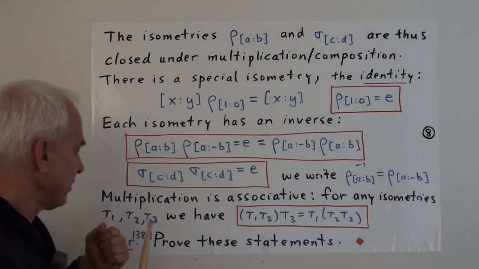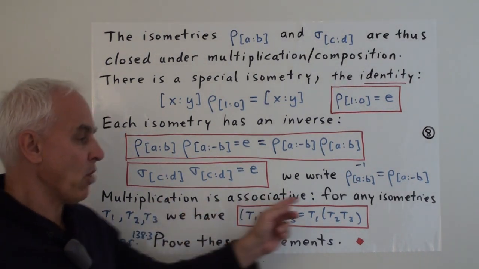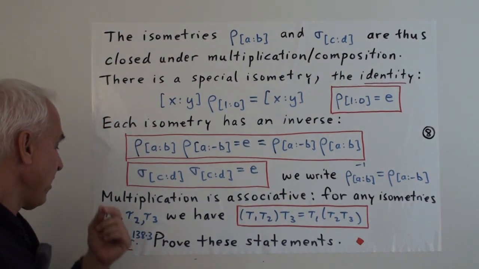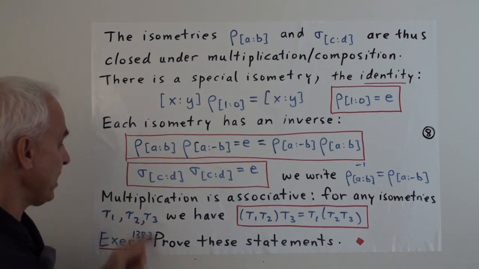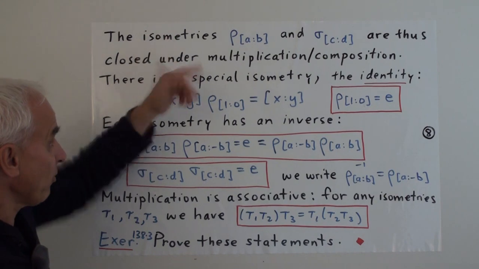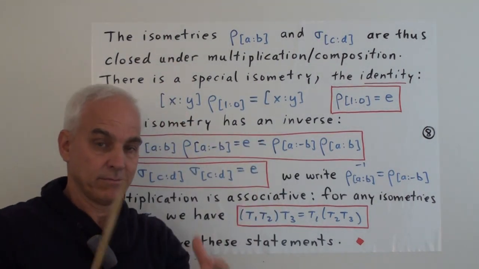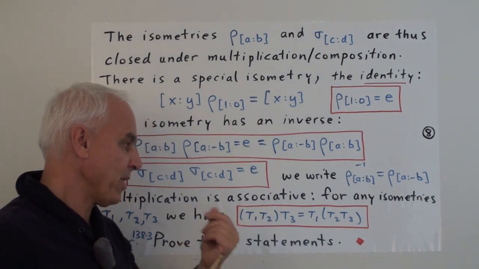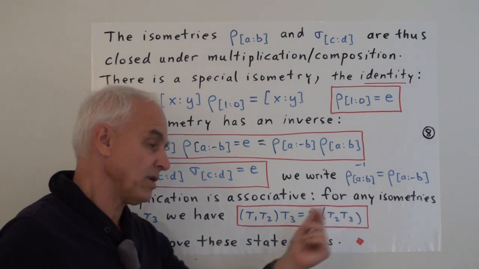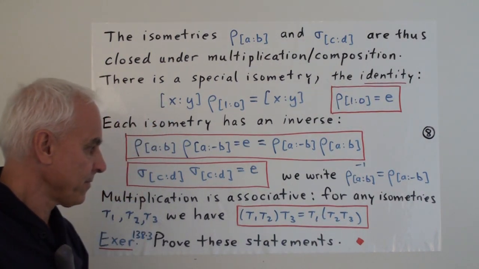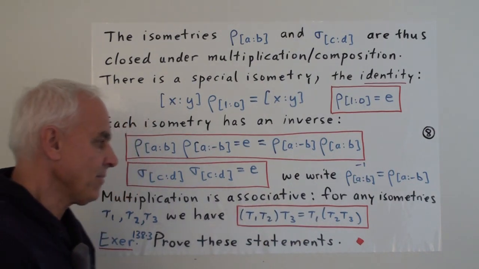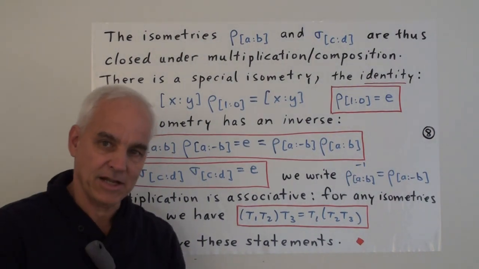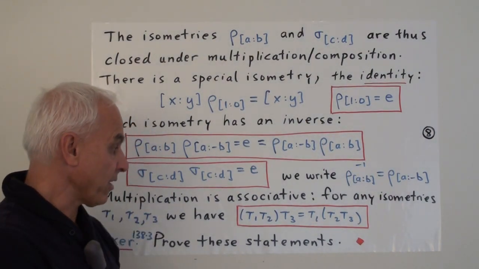And the third important property is that this multiplication is associative. What does that mean? Well, it means that if we have any three isometries, say tau 1, tau 2, and tau 3, and these taus could be either rotations or reflections, then if we multiply tau 1 times tau 2 first and then by tau 3, we get the same thing as tau 1 times tau 2 times tau 3 in that order. So where the brackets are doesn't matter. I'll leave it to you as an exercise to prove these statements. Very good exercise involving a bit of work.